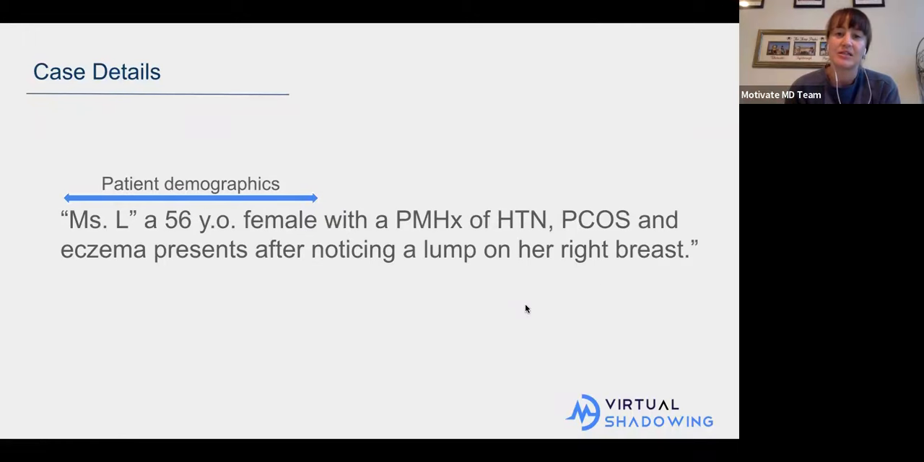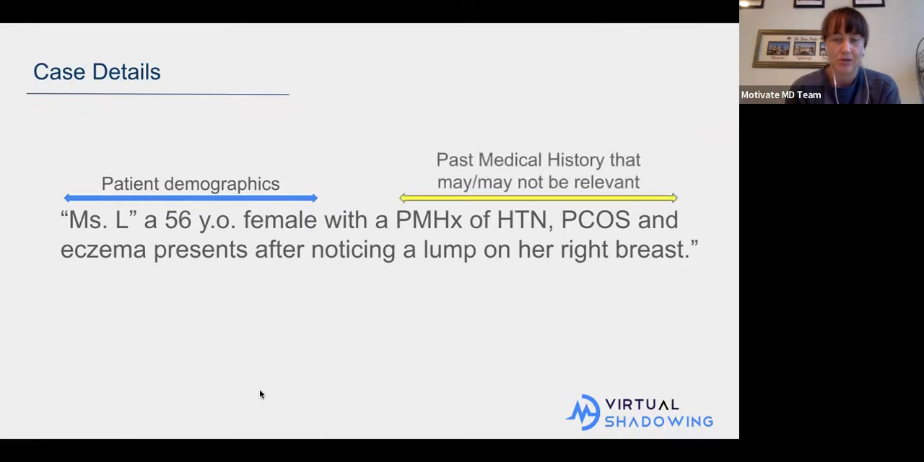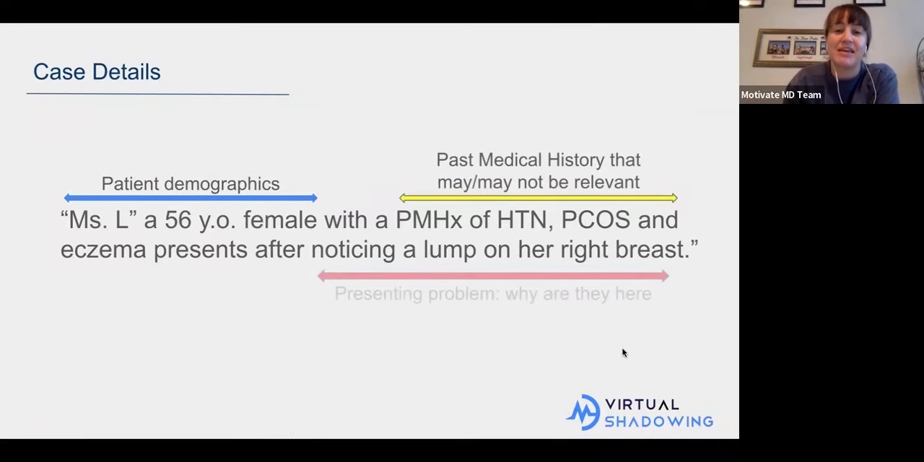The next part is past medical history that may or may not be relevant, which you will learn as you go throughout training: what things are relevant and what things might not be. It takes a little bit of learning, so it's always easier to err on the side of caution when you're first in your training. And then the last bit is why they're here today. For our patient, that is, of course, because she noticed this lump on her right breast.